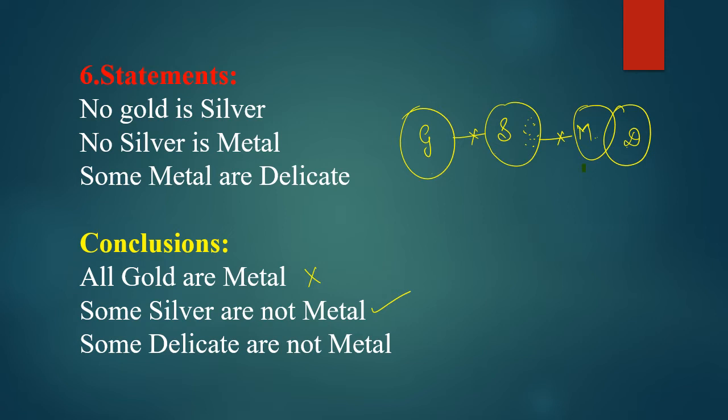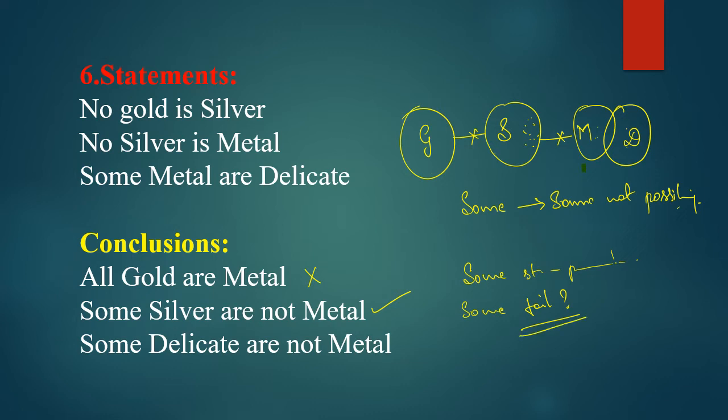Some delicate are not metal. So here the relation between delicate to metal is some. So for some, not is always a possibility. So what do we mean by that? Let's try to understand with a common example. Let's say I say some students have passed the examination. Does it mean that some students have failed the examination? Not exactly. Some students might have failed because we are not so sure about the other part of the people there. They might have failed, or there is also a possibility that we don't know the data about their marks, or we don't know about their result. So for that reason, for some, not always goes as a possibility.